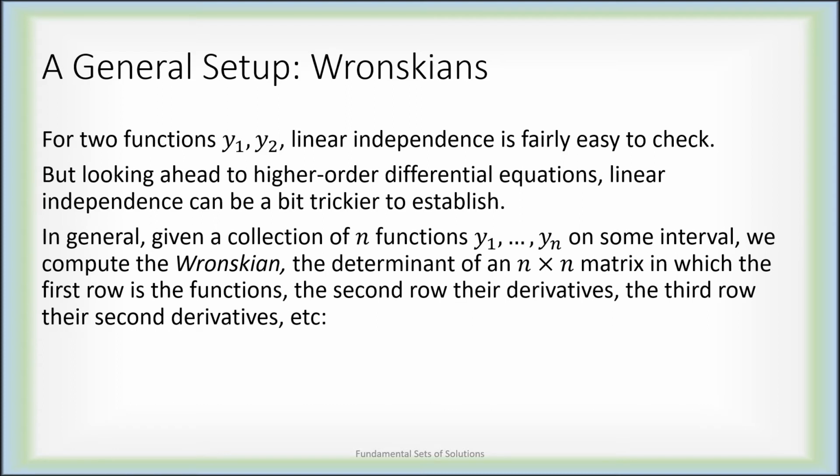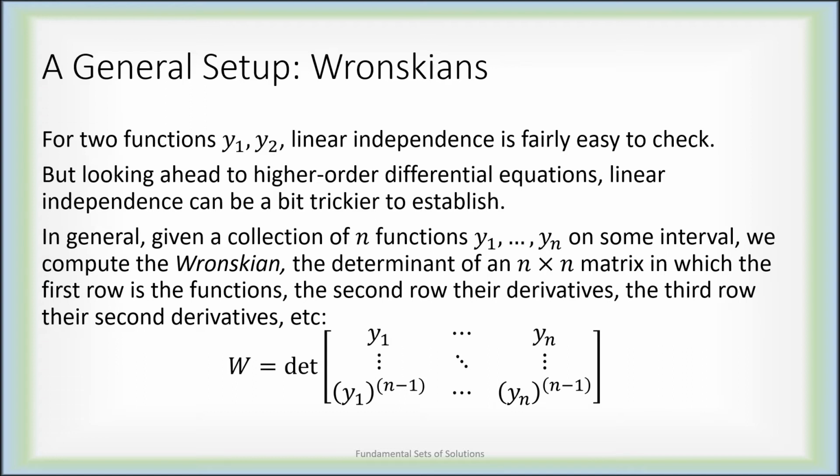In general, suppose you have a collection of functions, y1 through yn. They're all defined on some specific interval. The Wronskian of these functions is the determinant of an n by n matrix in which the first row is the functions, the second row is the first derivative, the third row is the second derivative, and so forth.